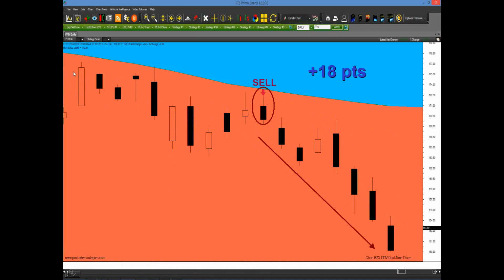FFIV, another example here. Price is below the 50-period buy-sell line, fluid buy-sell line. All right, there are no signals being generated until right here. Now, this wasn't touching, but it was very close. Had you decided to take it, you could have purchased the puts or maybe shorted the stock for a quick 18 points potentially captured to the downside.